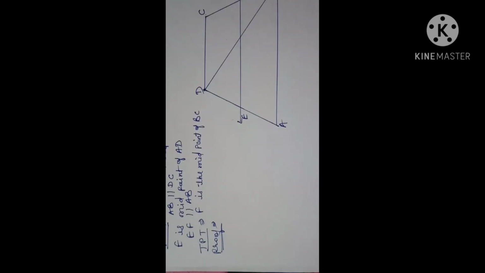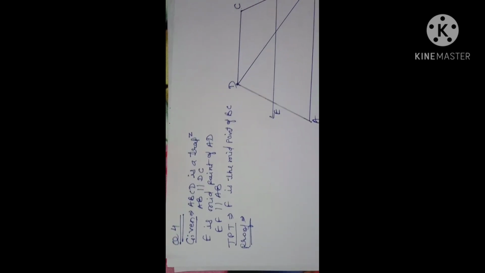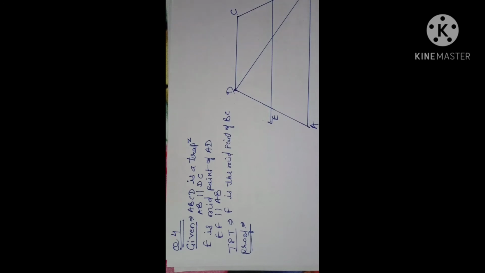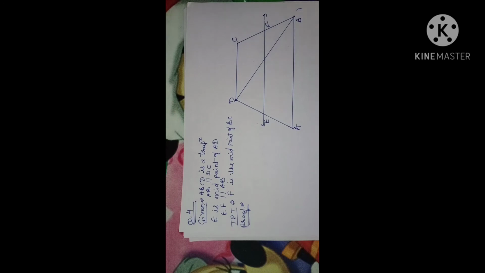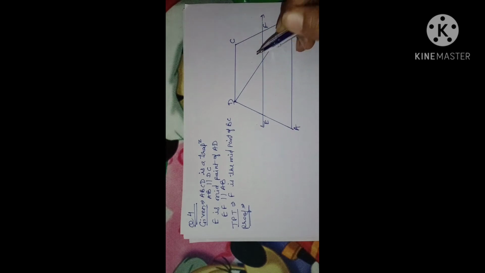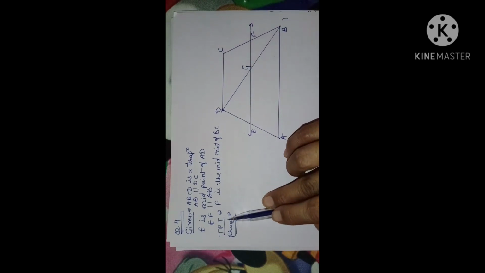But we have to prove that this F is a midpoint of BC. All right, let's write the given. What is given? ABCD is a trapezium. It is given that ABCD is a trapezium, so I have drawn the trapezium ABCD. Then this AB is parallel to CD, it is also given to us. E is a midpoint of AD is given to us, and this EF is parallel to AB. Now there is no name for this point in the textbook, so we name it point G.